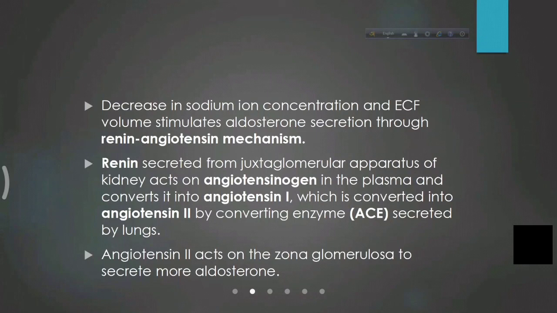causes enzymatic cleavage of the globulin angiotensinogen. Angiotensinogen is synthesized by the liver. Angiotensinogen is broken down to angiotensin 1 by renin. Angiotensin 1 is then broken down to angiotensin 2 by the enzyme angiotensin converting enzyme that is secreted by pulmonary capillary endothelium. So, in this way, angiotensin 2 is increased. Angiotensin 2 acts on the adrenal cortex to increase the synthesis and secretion of aldosterone.